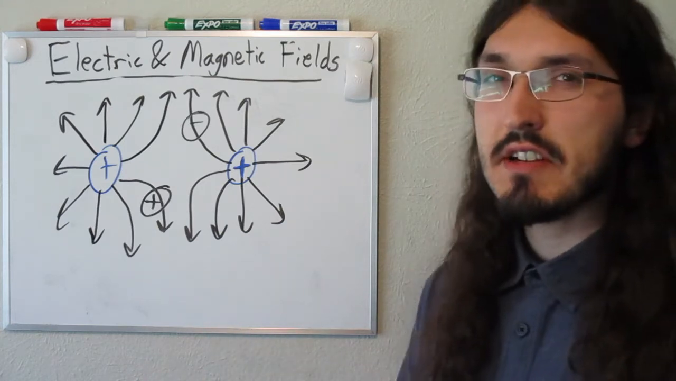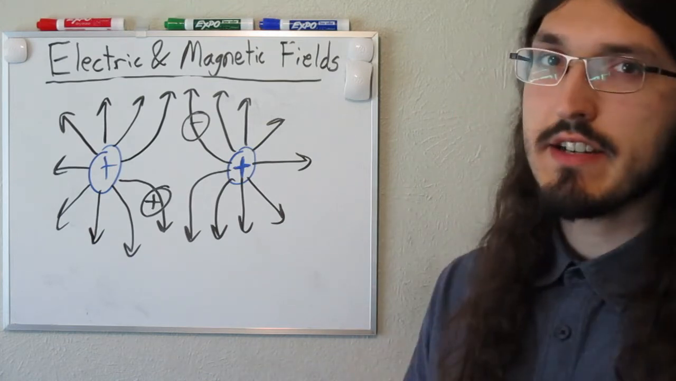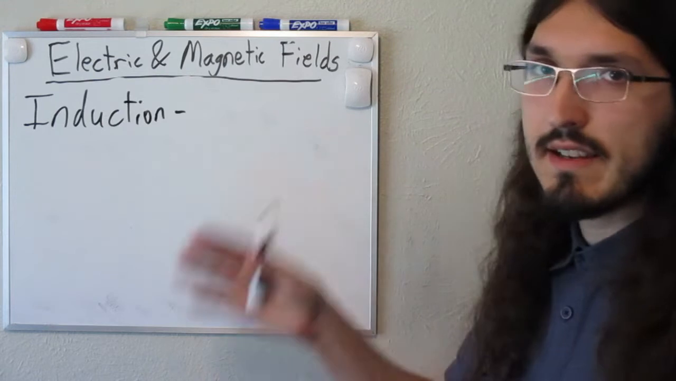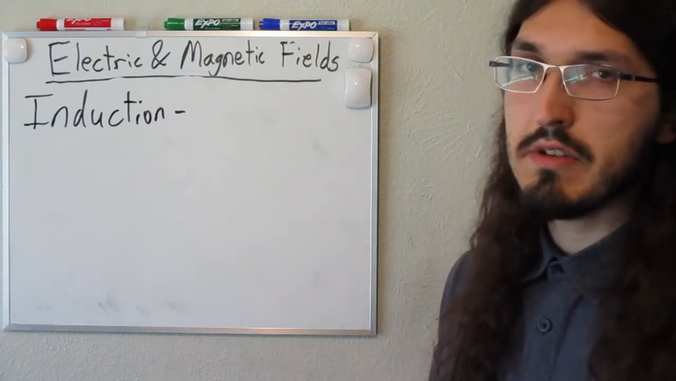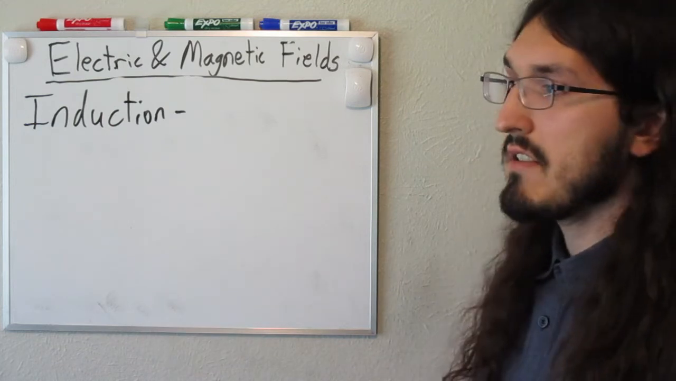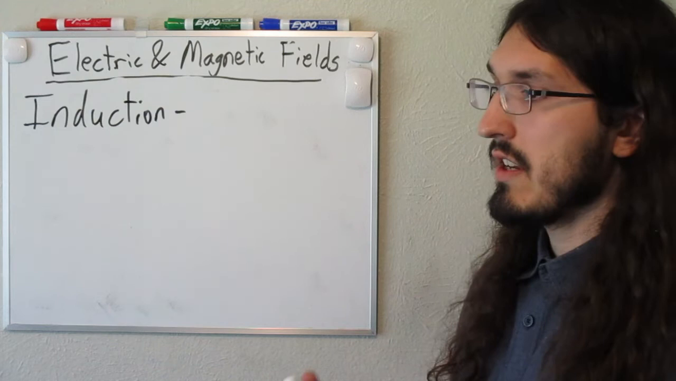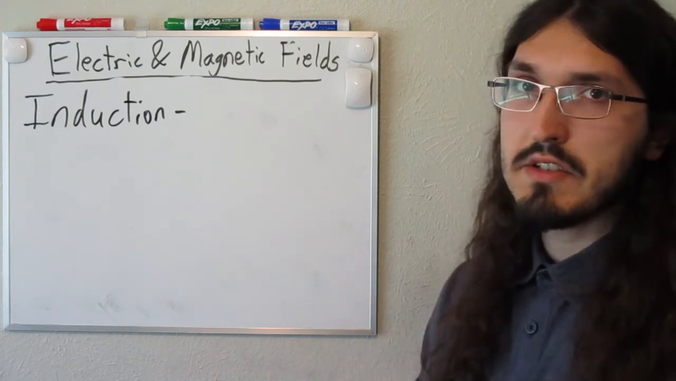There's one last thing I want to talk about that relates to magnetic fields and electric fields, and that's called induction. As electricity and magnetism are closely related, they can also influence each other and induce each other. There are various inventions now that operate off of induction, such as generators, motors, and transformers. I'll talk about those devices tomorrow.